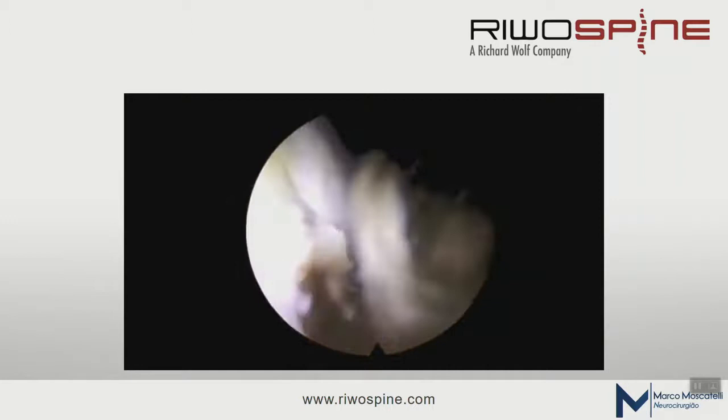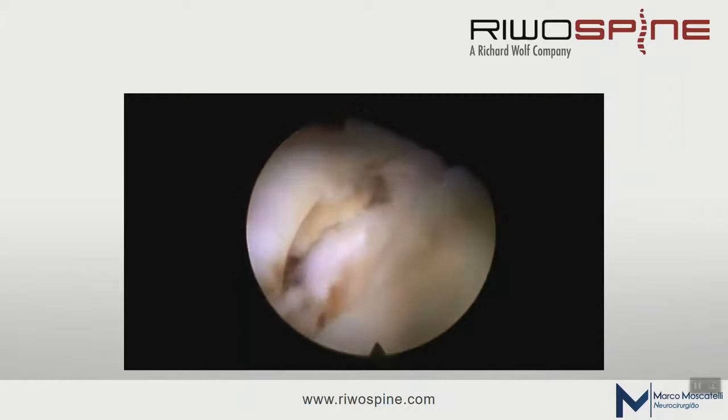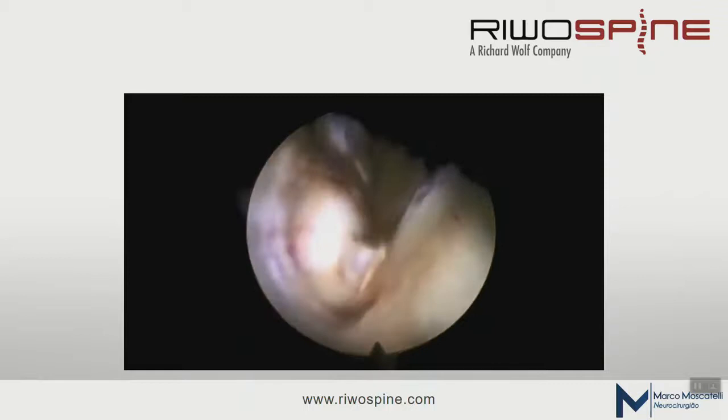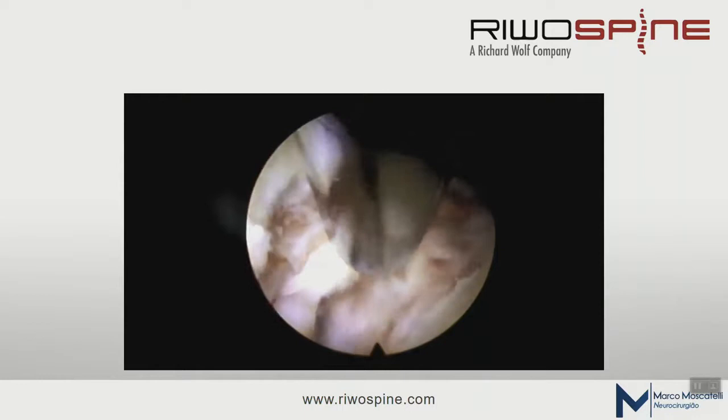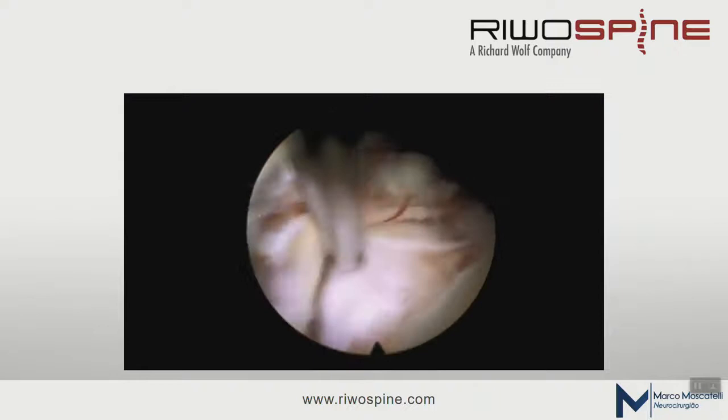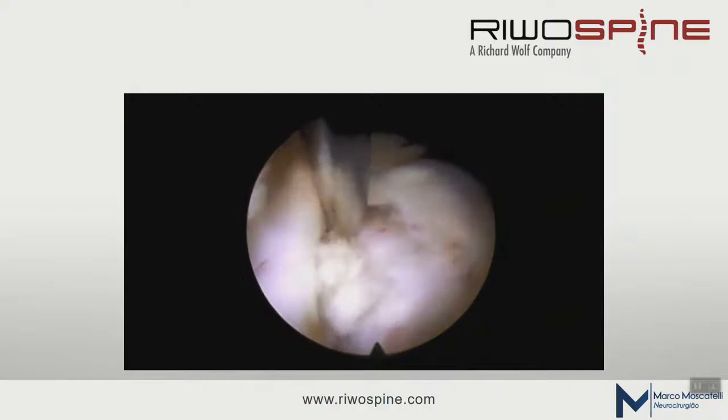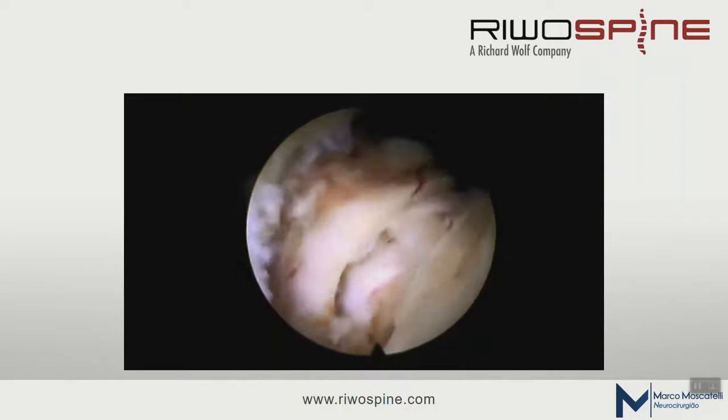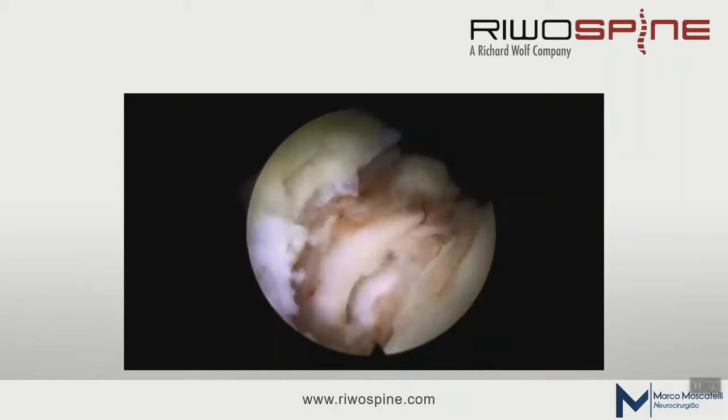With that, we observe that the root becomes more and more loose and with normal shape. More fragments. And now we can see the root has better movement and the vascularization returns. The root is floating now. The color is much better.